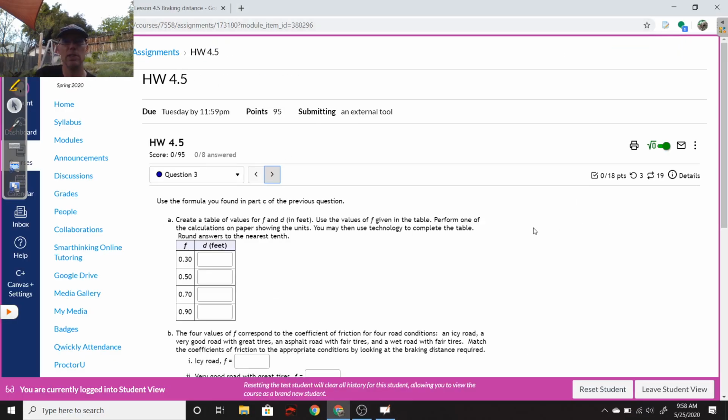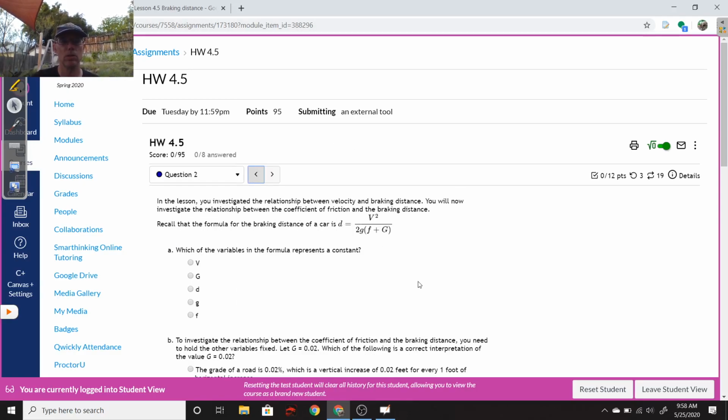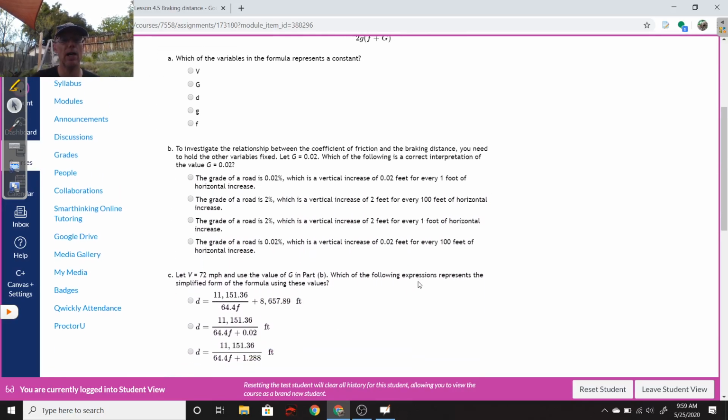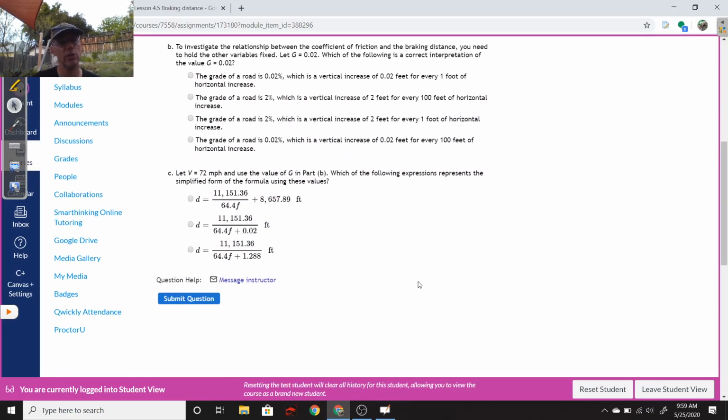There's the road grade. I was given a velocity of 72, and you might have a different velocity. Okay, so 72 miles per hour, but I need to make that into feet per second to use in this formula, so always double check. Do you have the right units when you're given information or when you're outputting information? So we've got to fix that.